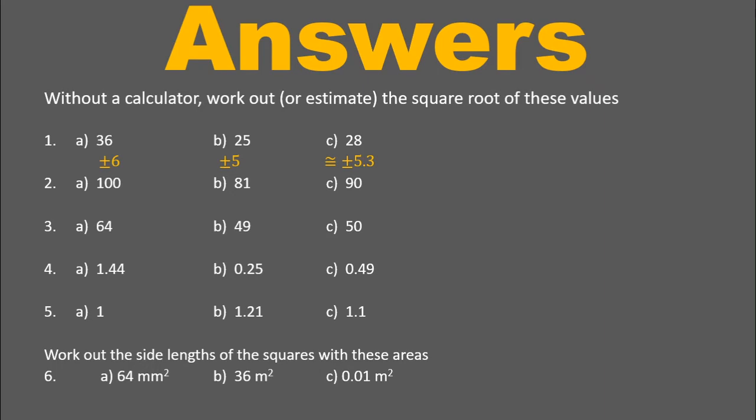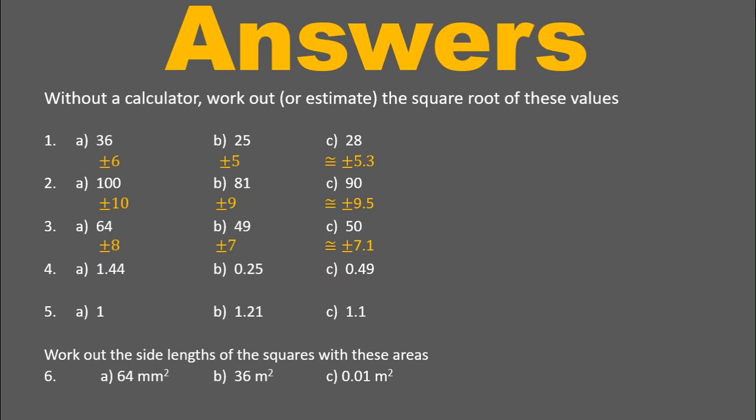For question 2, again, you can square root A and B. And C, is it closer to 100 or is it closer to 81? 90 is almost right in the middle. It's a tiny bit closer to 81 than it is to 100. However, it rounded up to 9.5. Question 3, again, you can find the first two answers and use them to estimate C. I hope your answer to C is closer to your answer for B than it is to your answer for A. 7.1, much closer to 7 than it is to 8.